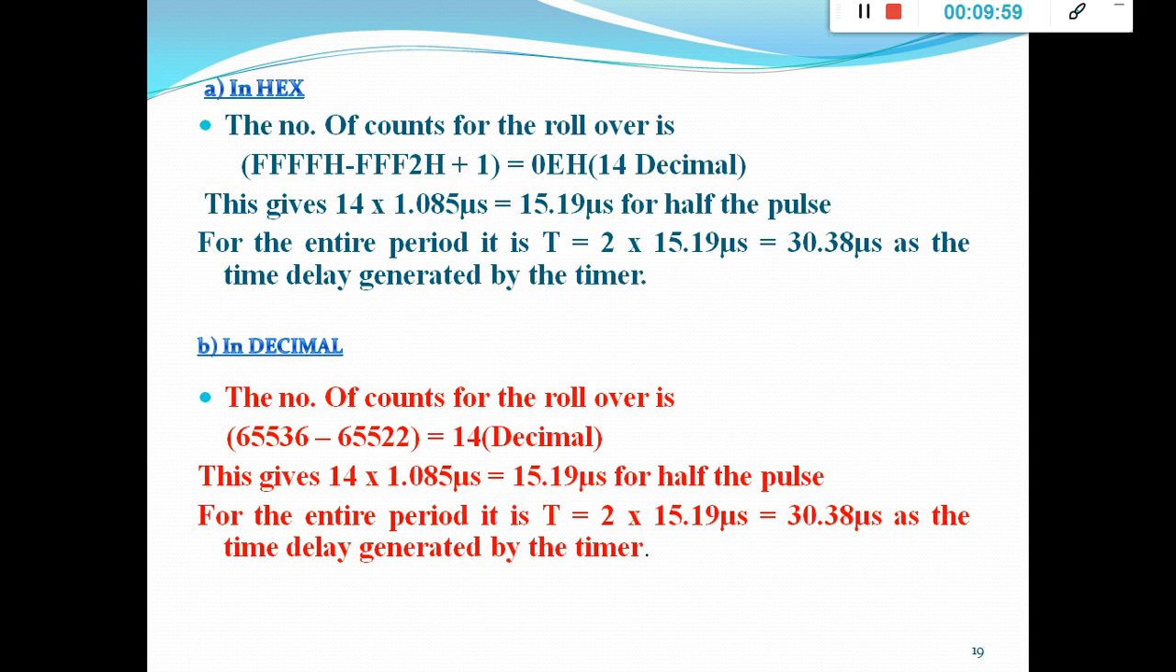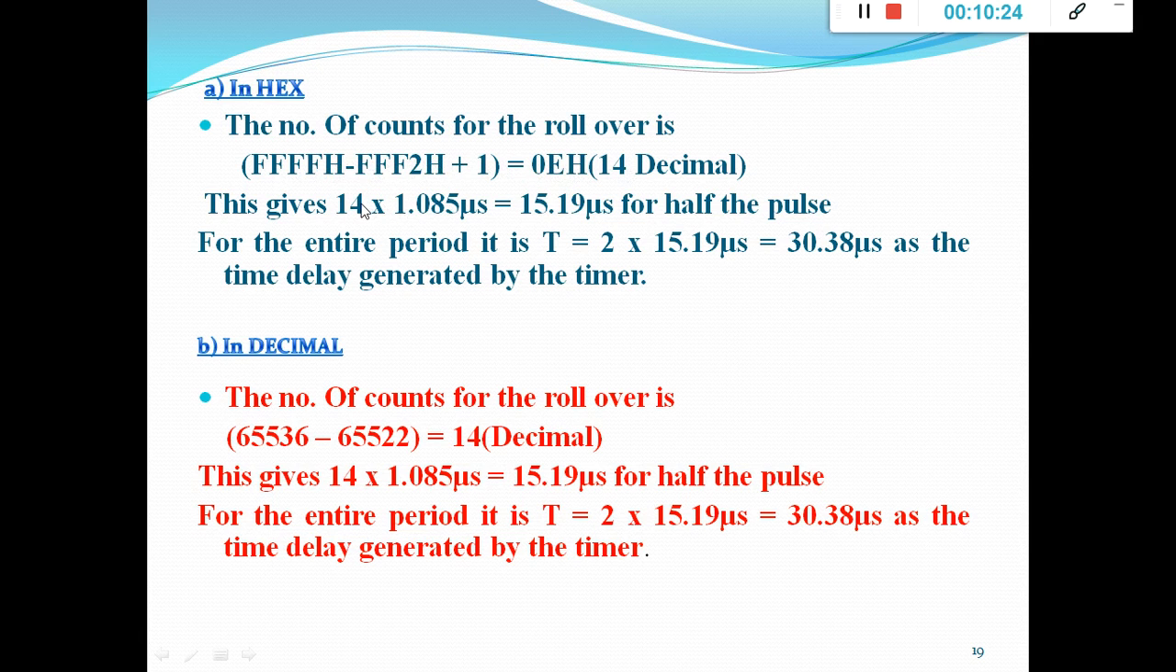So in hex, first you have to find the number of counts. Using that number of counts, you have to multiply with the period. So to find the number of counts for the rollover, first is the maximum value FFFF, this is the hex value, minus the initial count, that is the TH and TL value, plus 1. You are going to get 0E. In decimal it is 14.